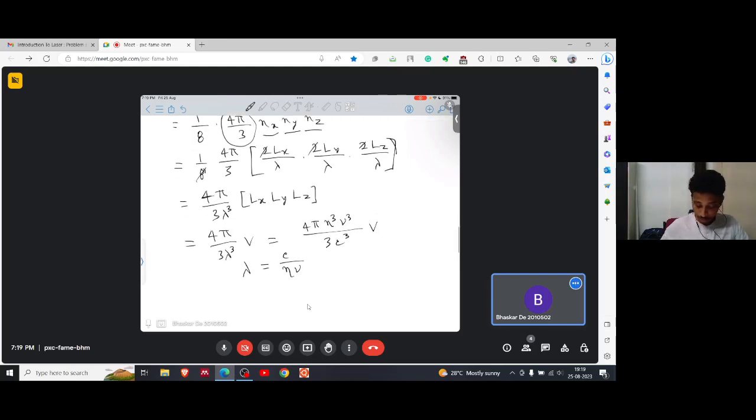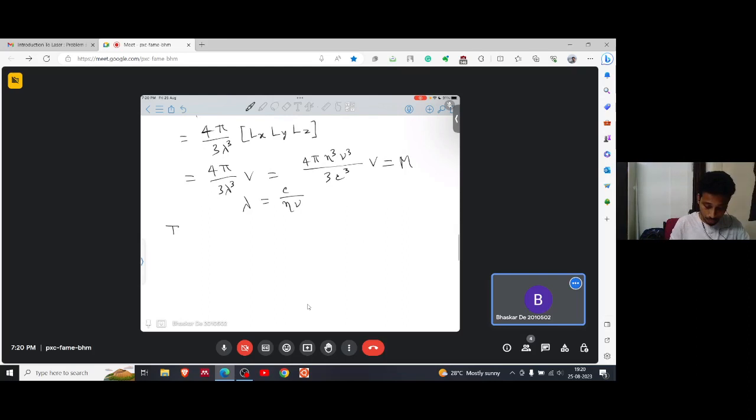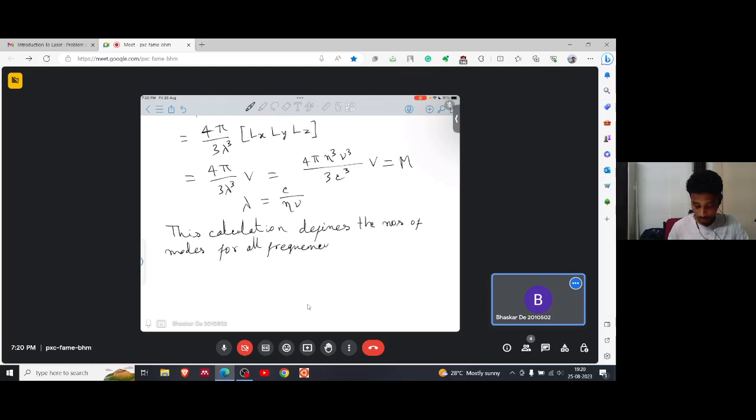Okay, so now we denote this quantity with the letter N. This calculation defines the number of modes for all frequencies up to and including the frequency nu in volume V.